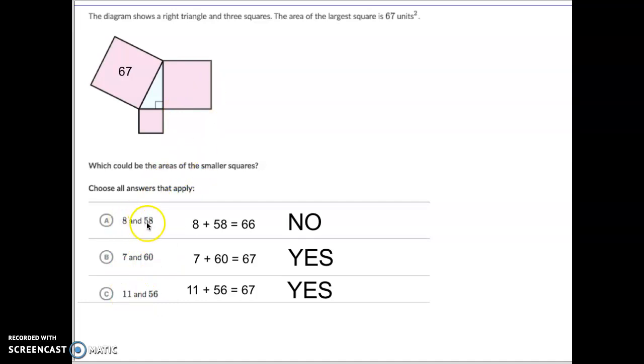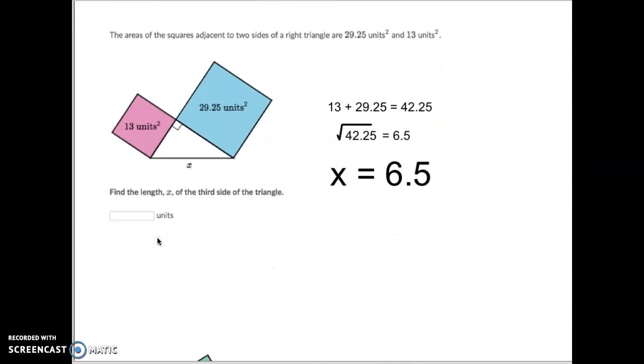Well, 8 and 58 add up to 66, so no. 7 plus 60 equals 67, so yep, that equals it. 11 plus 56 also equals 67, so that would be. So you would simply click these 2 as your 2 choices for which ones work. Hopefully that's not very difficult for you.